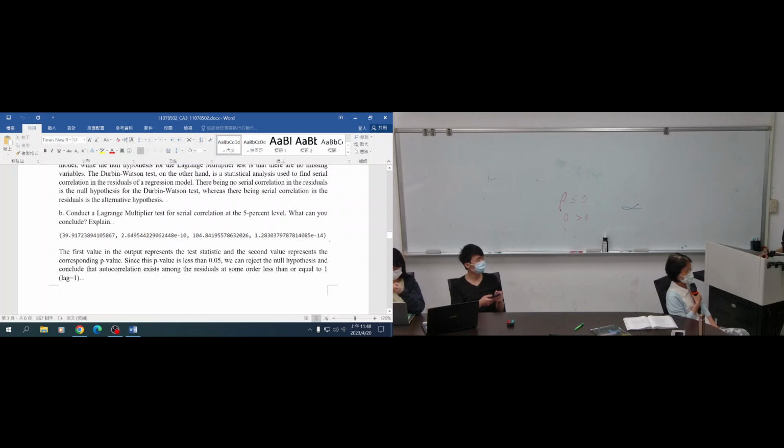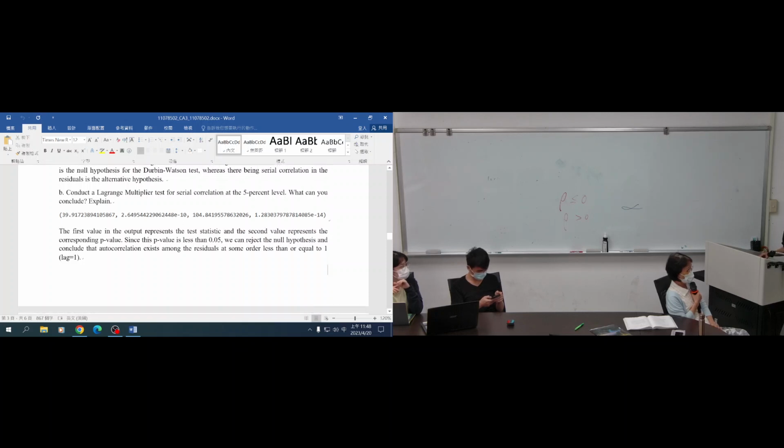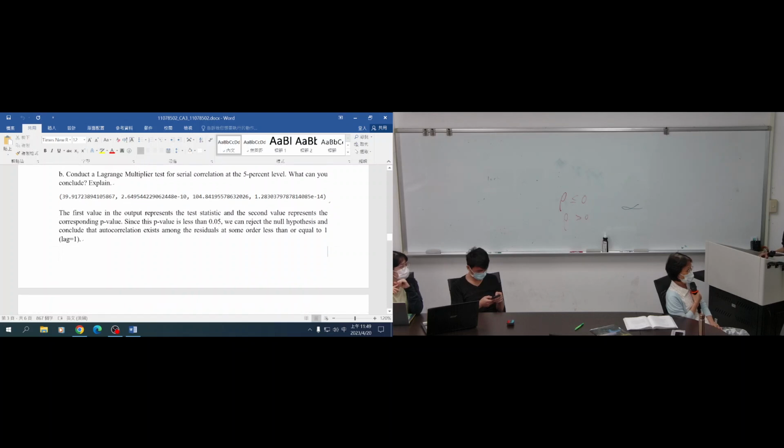The first value here is the test statistic, and the second value is the corresponding p-value. What's this number from? Oh, it's from Python. Yes. Okay. And since the p-value is less than 0.05, we can reject the null hypothesis. The lag here is 1.